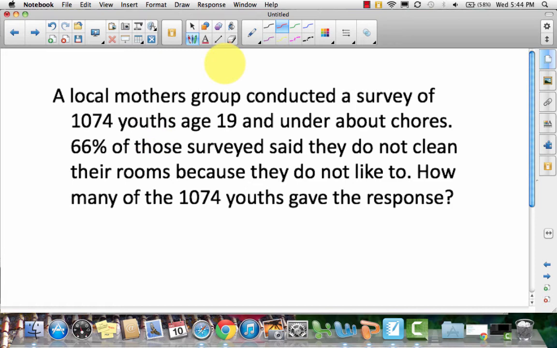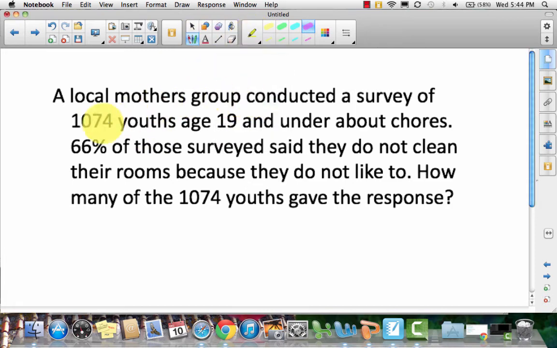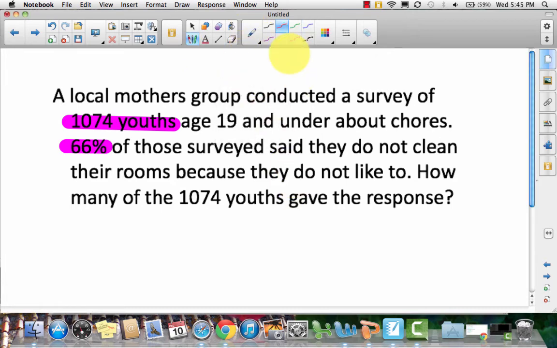So I have two pieces of information in the problem that are going to become part of my proportion. I have the fact that there were 1,074 youths involved in the survey, and I have the fact that 66% said that they don't like to clean their room. So the fact that 66 has a percent sign after it makes it pretty obvious to us where we're going to put that in the proportion. So I'm going to start there by putting 66 over 100.